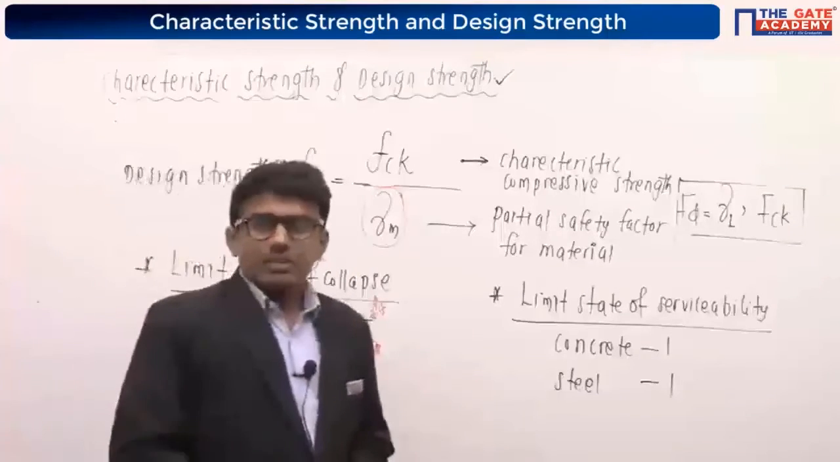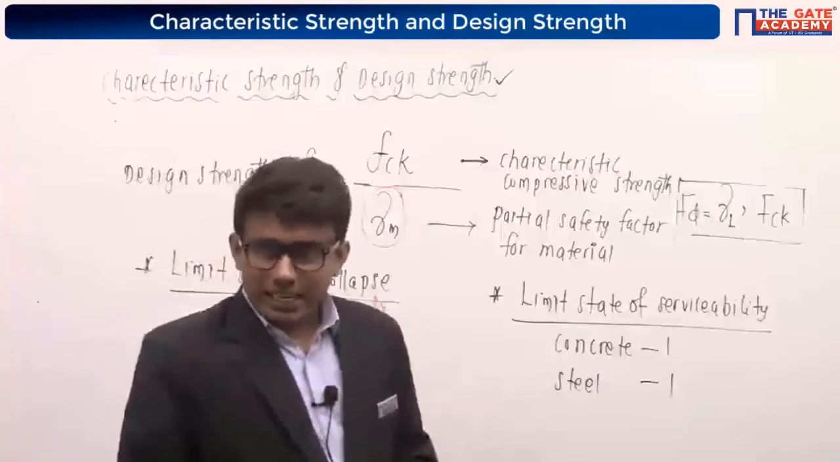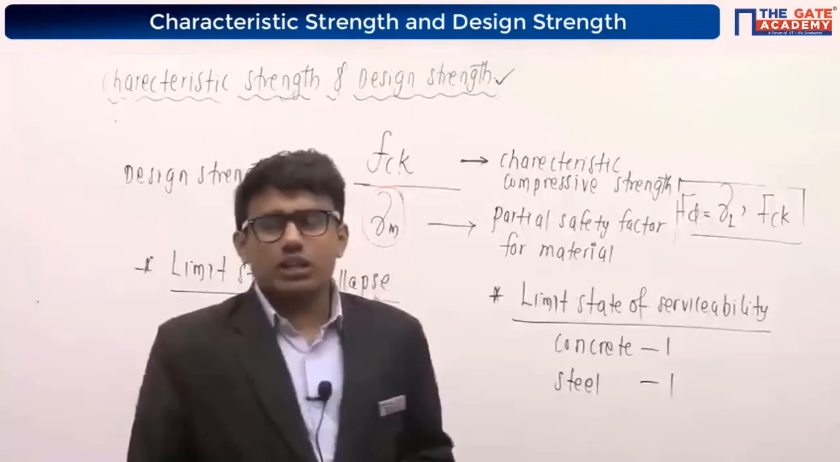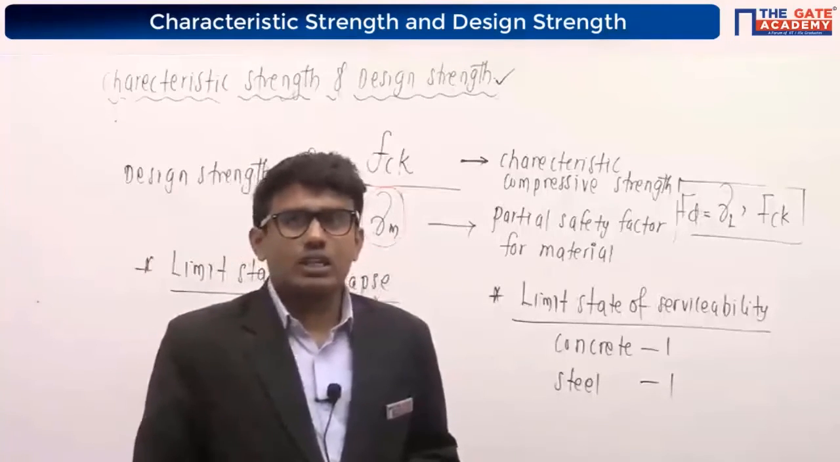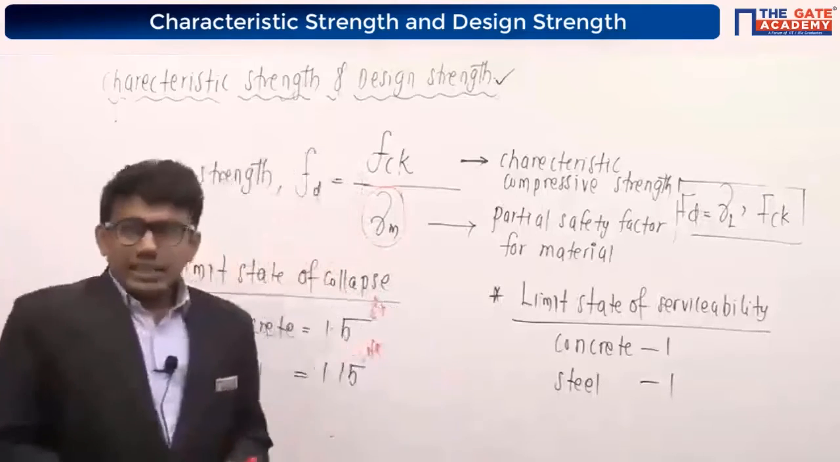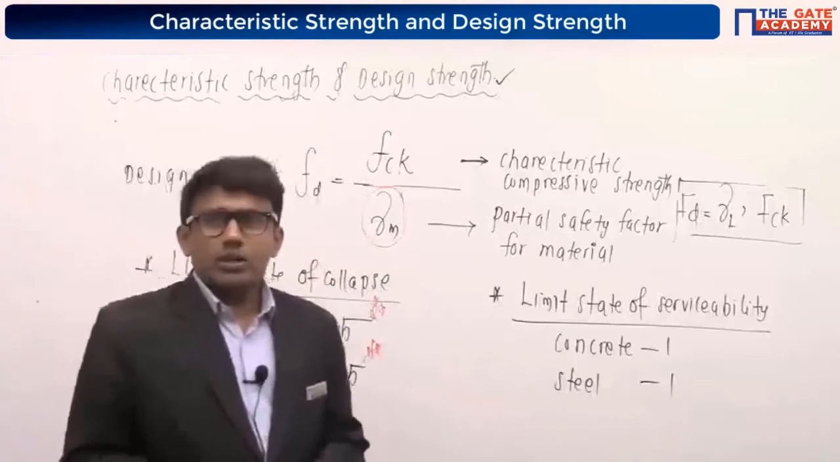Capital FCK denotes the characteristic load, and small FCK denotes the characteristic strength. I denoted it with FCK, small FCK. Just like I said, if you have any issues, you can just contact me. If no issues are there, we'll discuss.